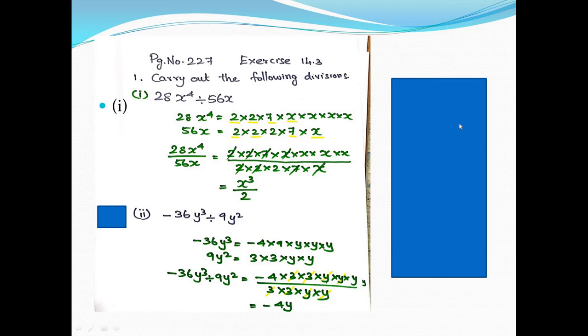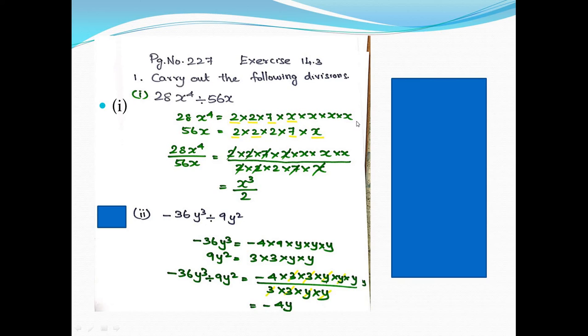Let us go to the exercises. We are on page number 227, exercise number 14.3. Carry out the following divisions. The first subdivision, number 1: 28x to the power 4 divided by 56x. 28x to the power 4 can be factorized as 2 multiplied by 2 multiplied by 7 multiplied by x multiplied by x multiplied by x multiplied by x. So this is the way you can factorize.